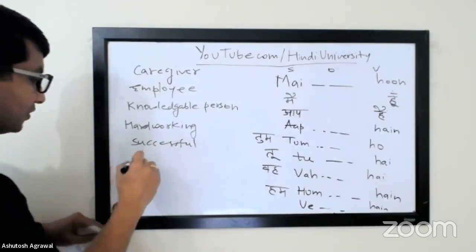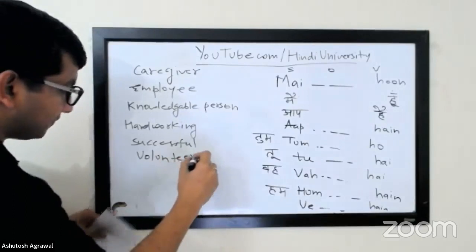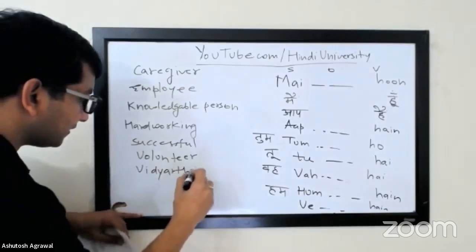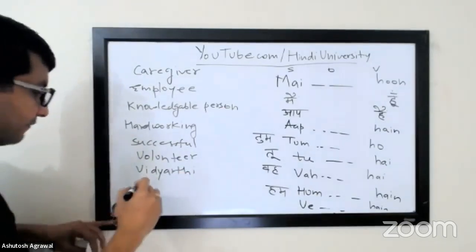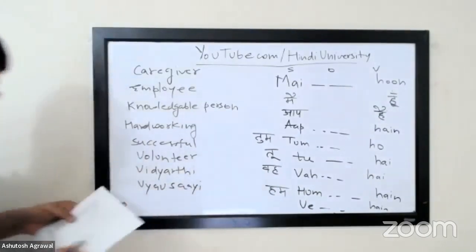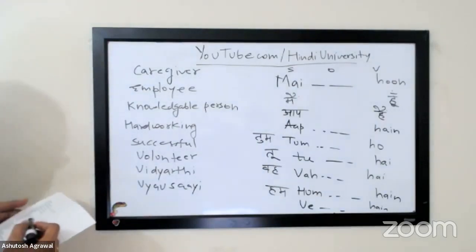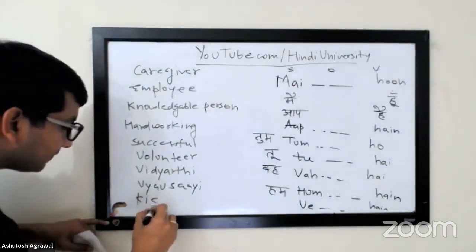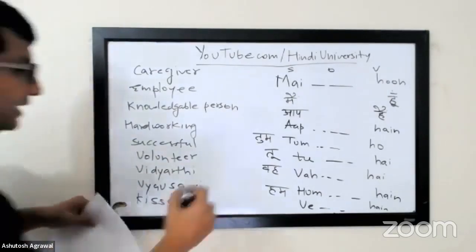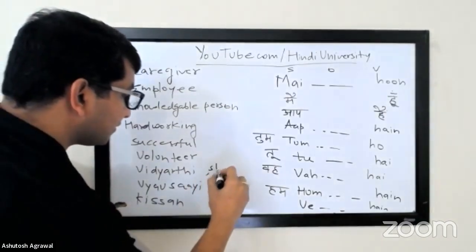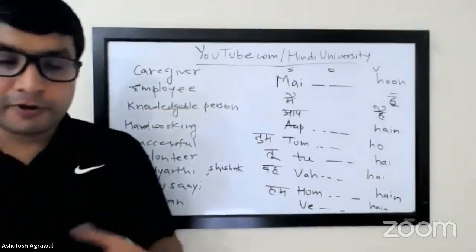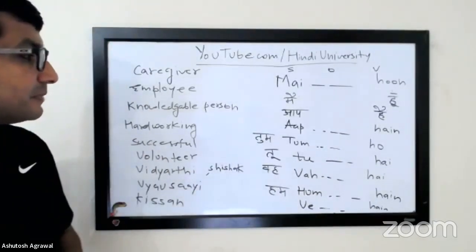Okay, then you have volunteer. You have some Hindi words. It says vidyarthi, vyavasai, kisan, and let's say I have one more, which is Shikshak. And feel free to change it. These are just initial words I came up with, which you can use.